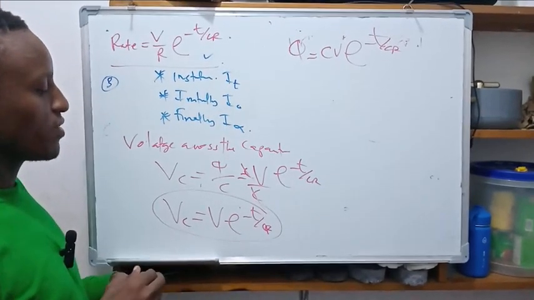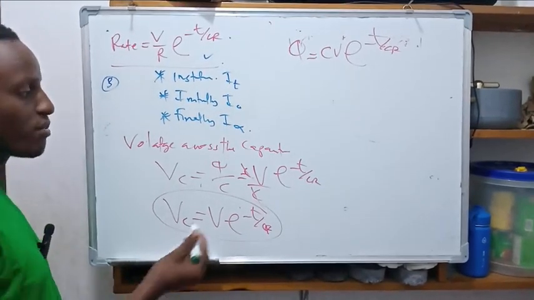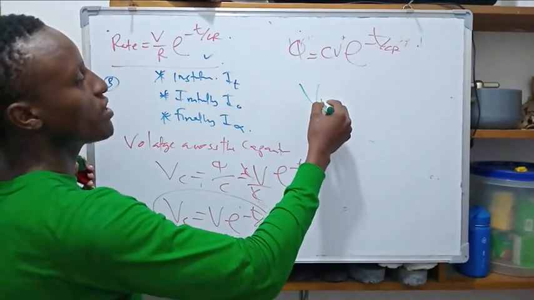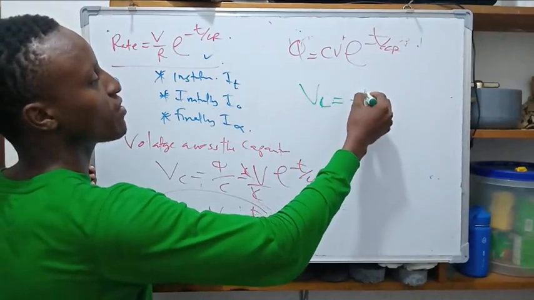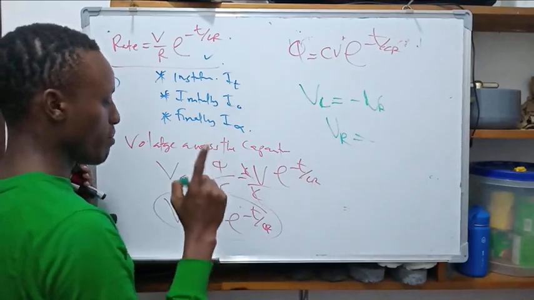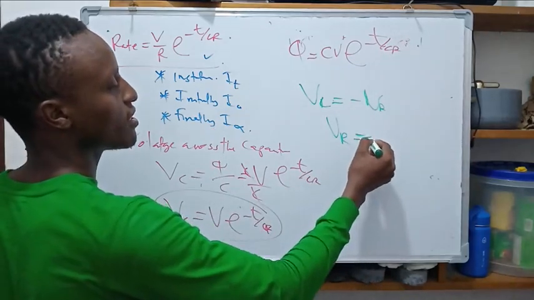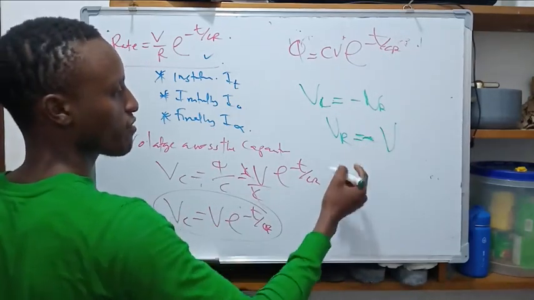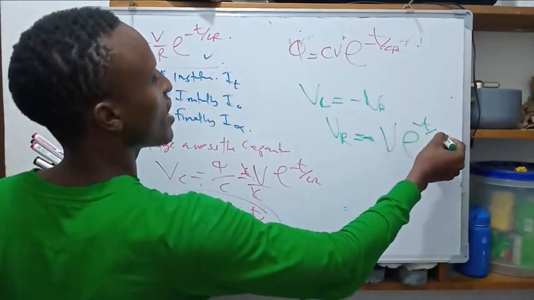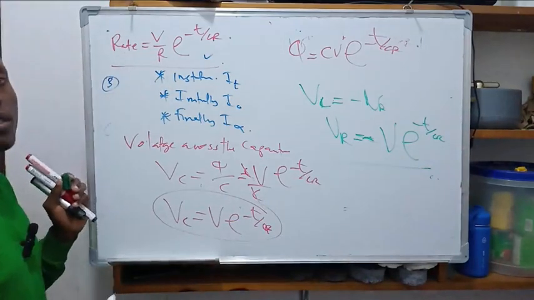How about the voltage across the resistor? The voltage across the capacitor is equal to the negative of the voltage across the resistor. So the voltage across the resistor will be negative V from the cell, times e to the negative t over CR, the initial.